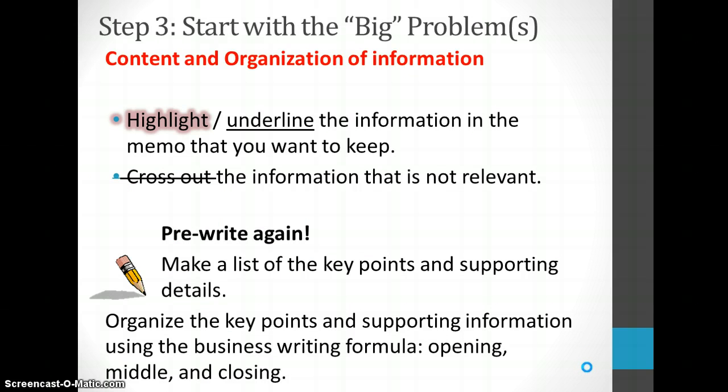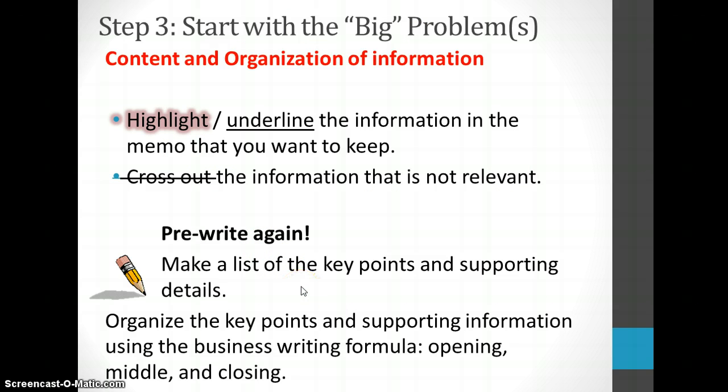So how do you do it? Well, this is just a suggestion. You don't want to take that piece of paper and ball it up and throw it out. There's some good stuff, probably more good stuff than problematic stuff. So you might want to highlight or underline the information you want to keep. It doesn't mean it's the whole sentence, but the information. Or you can cross out the information that's not relevant, and then you're back to pre-writing again. This is the information I want to keep.